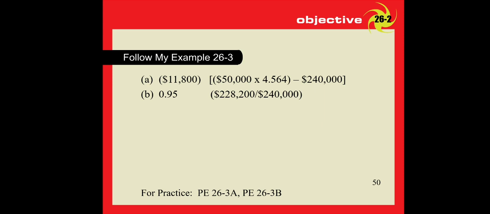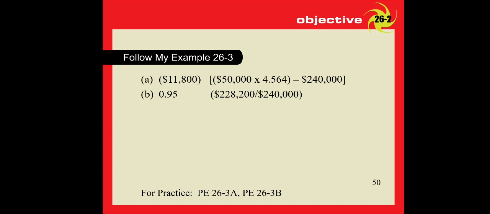And then you minus $240,000. That is the initial investment. If the business wants to invest, the business has to pay 240,000 cash. So the answer is negative $11,800. So the net present value is negative.